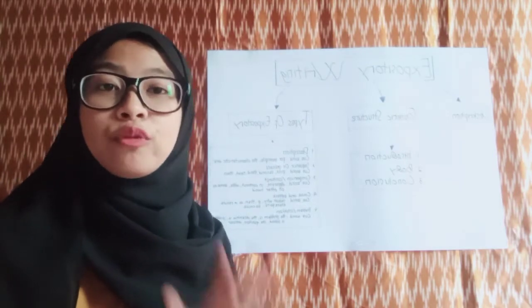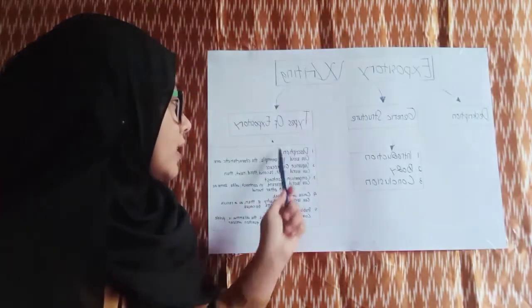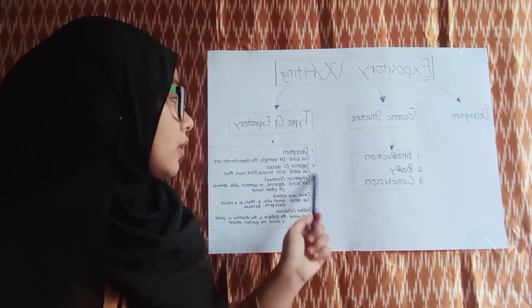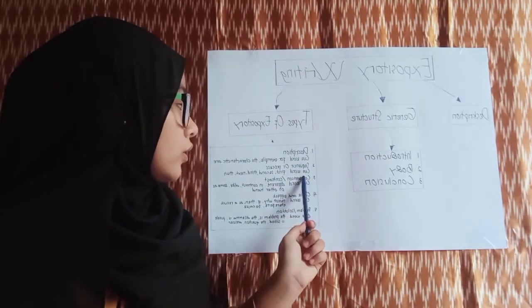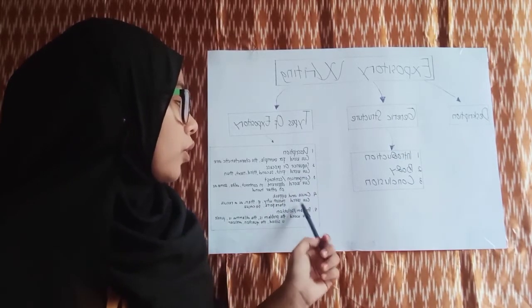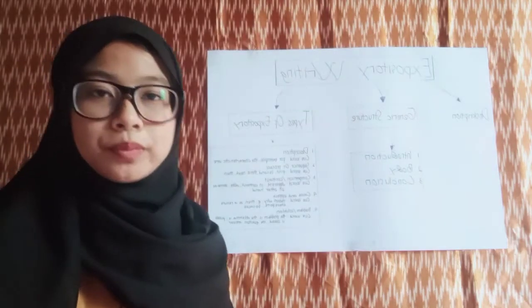And then the next is types of expository writing. Expository writing has five types. The first is description, the second is sequence or process, the third is comparison and contrast, the fourth is cause and effect, and the last is problem or solution.